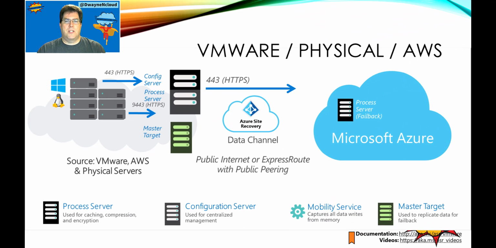This goes a little bit further in this diagram, showing that config server and that process server that you're going to need within a VMware environment, and what you're going to need to do in terms of having that target environment for VMware, with the data channel going to the process server for failback within the Microsoft environment. So, a little bit more configuration and architecture in a VMware environment than if you're using Hyper-V. This is probably what you're going to see in a lot of enterprises, because most enterprises are utilizing VMware.